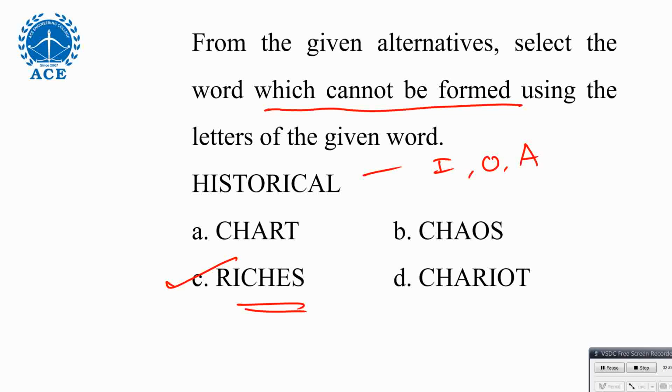Focus on vowels, which cannot be formed. First focus on vowels. Okay, because sir, why only vowels? Without vowels, forming the word is difficult. Maybe there, okay, but forming is difficult. So first focus on vowels.